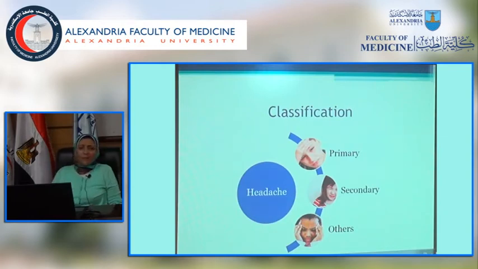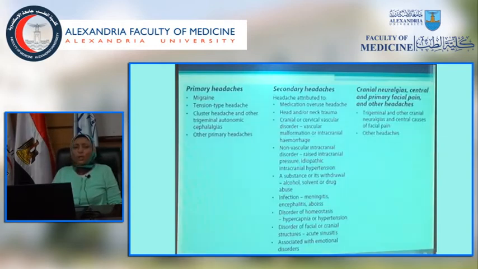For the other type, this is an extremely uncommon type in pediatrics. We don't see it much. It includes the cranial neuralgias, for example, the pain in herpes zoster infection. This is extremely rare and uncommon, and we are not going into depth in this type of headaches. But what we need to differentiate between is primary headache and secondary headaches, as we said.